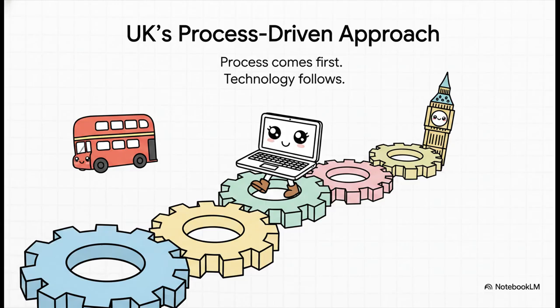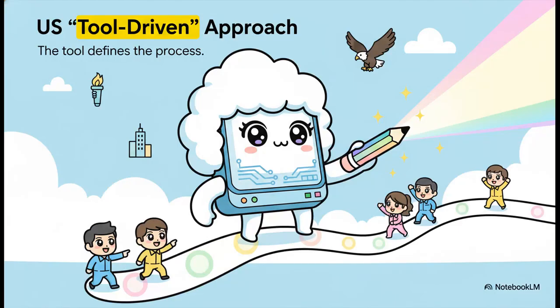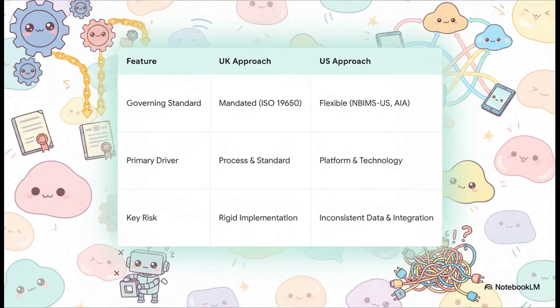So if we had to boil the UK approach down to just one idea, it's this. It is fundamentally process-driven. The standard and the workflow come first, and any technology you use has to fit into that process. On the flip side, the US approach is primarily tool-driven. The features and capabilities of the software platform you choose often end up defining the process for the whole project team. The tool really shapes the workflow. And this table just lays it all out, side by side. You've got the UK, driven by a mandated process, but the risk there is that it can be implemented too rigidly. Then you have the US, driven by flexible technology, but the risk there is inconsistency and big headaches trying to get different systems to talk to each other.